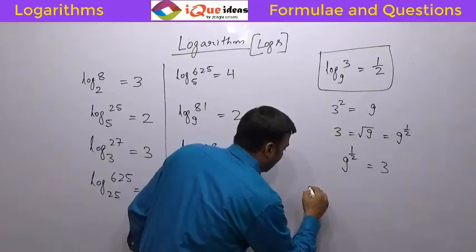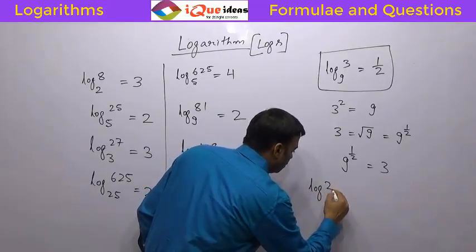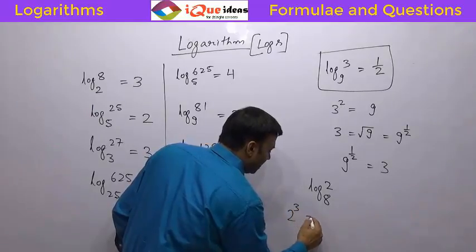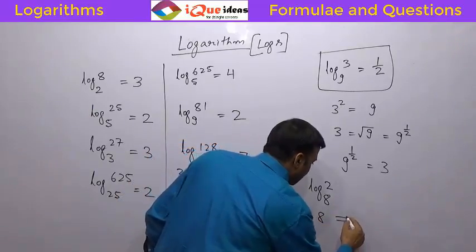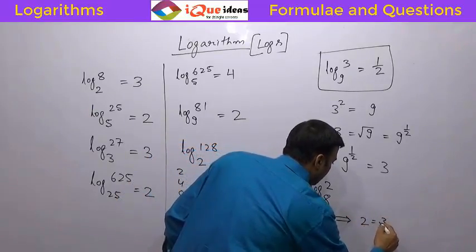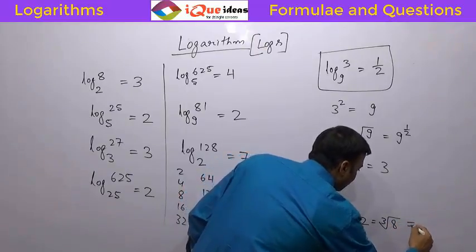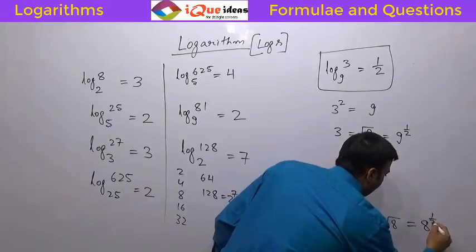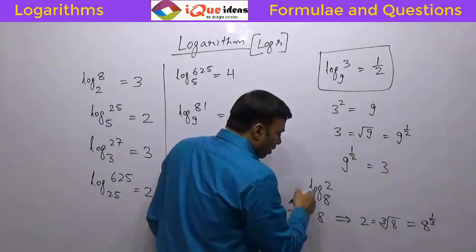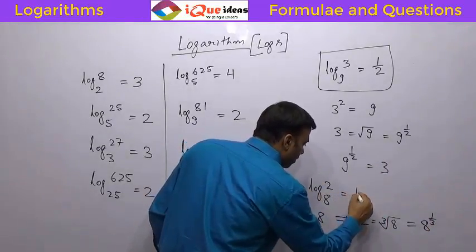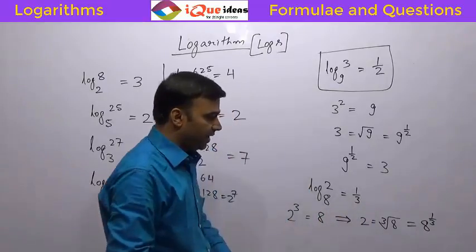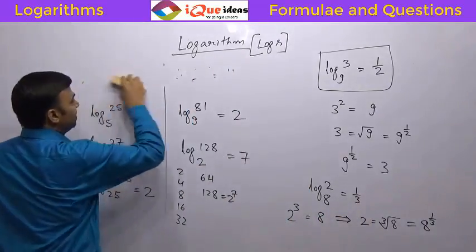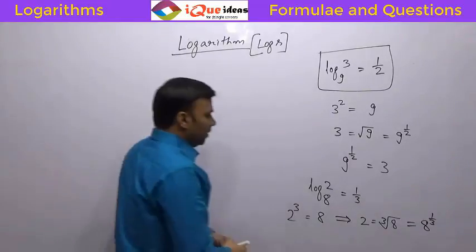Let's take another one. If I have log of 2 to the base 8. Now we know that 2 to the power 3 is equal to 8. That means 2 is equal to cube root of 8. And cube root of 8 in terms of power is written as 8 to the power 1 by 3. So log of 2 to the base 8 will be equal to 1 by 3. Alright. So there can be some fraction powers also. Now there can be some negative powers also.